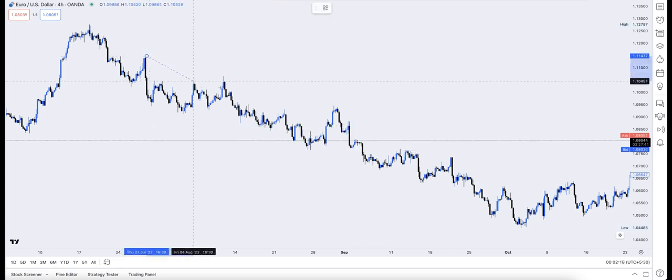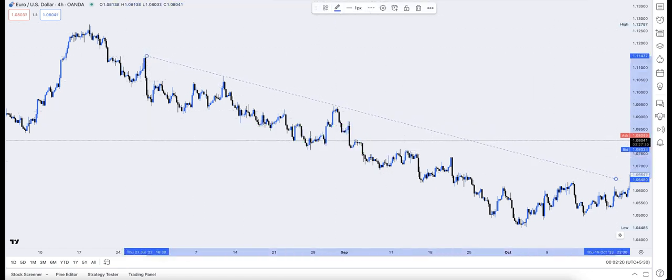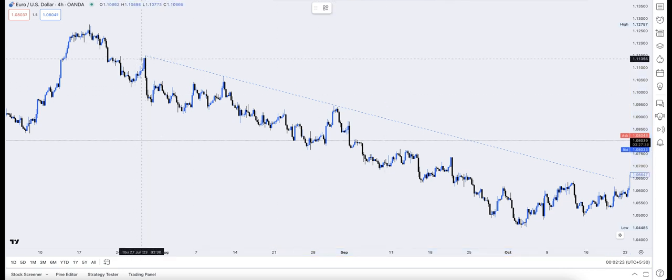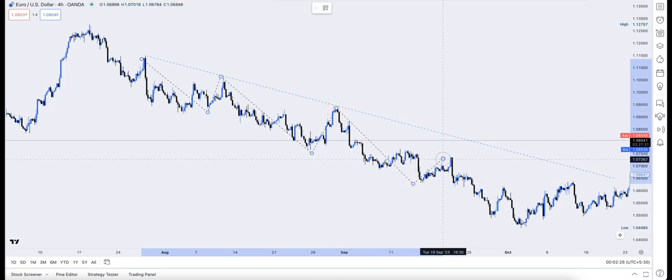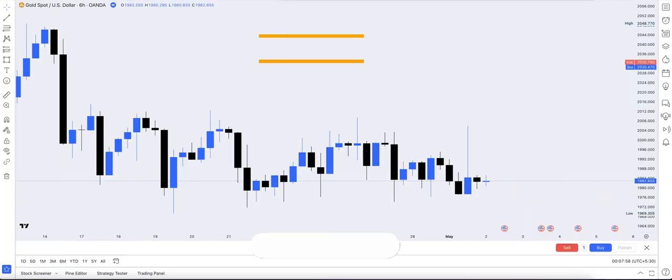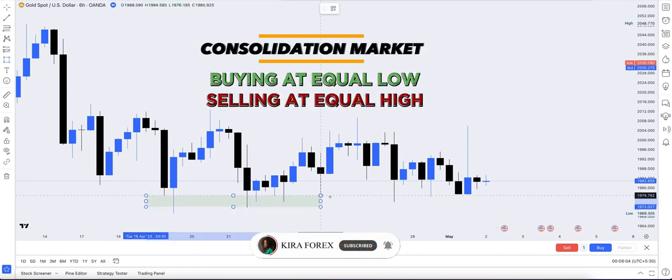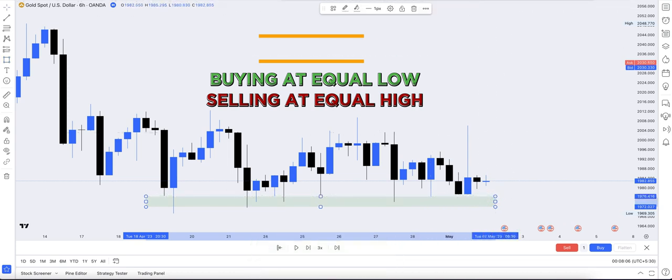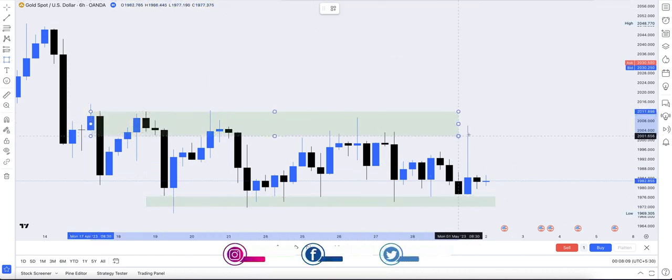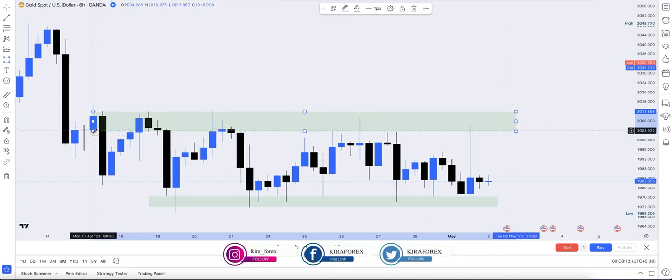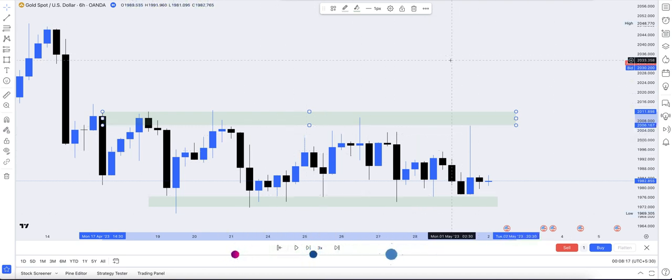So we have a downtrend here. Price is forming a series of lower lows and lower highs. So anytime we have price moving in a downtrend, we look for opportunities to sell. And in a consolidation market, we buy at the equal low and sell at the equal high. So this is our equal low and this is our equal high. But I would advise that you stay away from a consolidation market and wait for the market to move in a trend, either a downtrend or an uptrend.